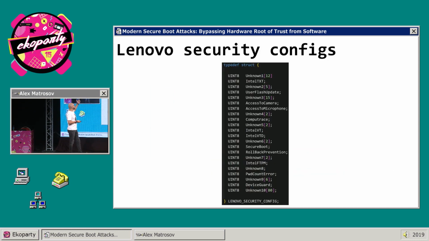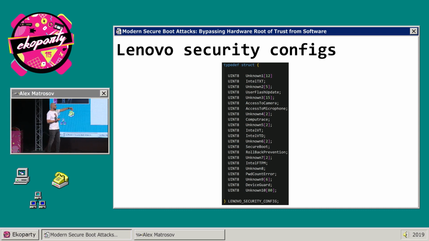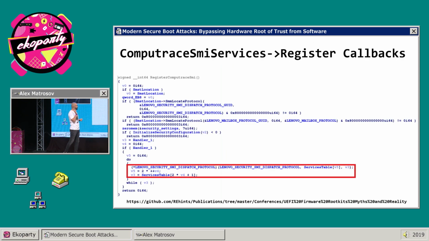So I was looking at the Lenovo security config to recover this structure, and some of the fields are still unknown because I don't know what they are related to. But you can also see a lot of things like access to the camera, access to the microphone, Computrace, Intel VT-d, secure boot, rollback prevention, and many others. Even Device Guard is there. So it's a very interesting place to look. And I was thinking, okay, what can we do?